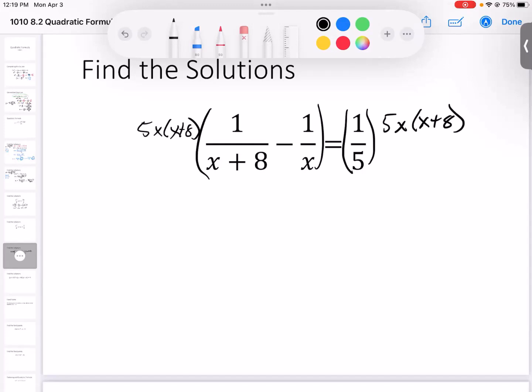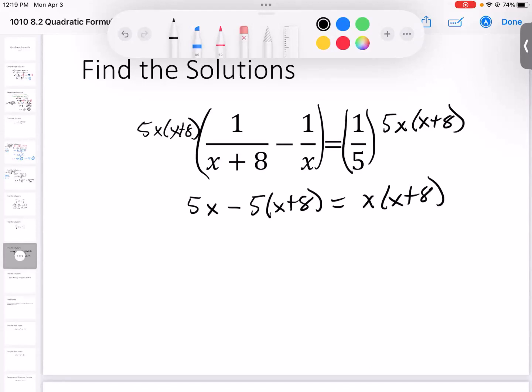So on the left-hand side, when I do 5x times x plus 8 divided by x plus 8, the x plus 8s cancel out and I get 5x. On the next one, if I do 5x times x plus 8 divided by x, the x's will cancel out. And then I also am multiplying by a -1, so I'll get -5 times x plus 8. Is everybody good with how I did that? And then on the right-hand side, the 5s are going to cancel out, which gives me x times x plus 8. Okay, so that looks a lot simpler than what I started with, but it's still kind of complicated.